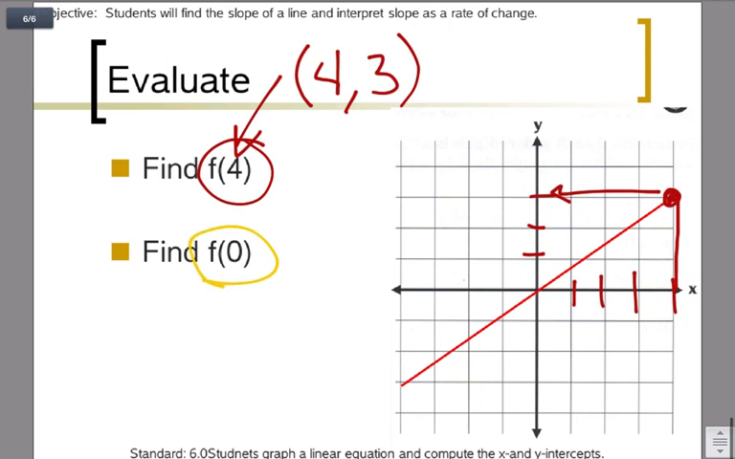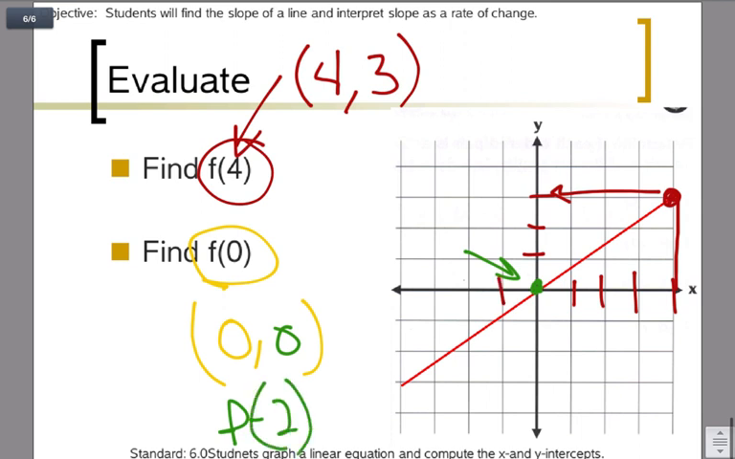And finally, I do it for f of 0. Again, that means my x value is 0. What's the y value that goes with that? So I go to 0, and it just so happens that it goes through the origin, so the y value there is also 0. If I was to do another one like f of negative 2, I would go negative 1, 2, and go down, and it actually doesn't touch at a certain point. It looks like negative 1.5, so I would say negative 1.5. I'll estimate. Okay?